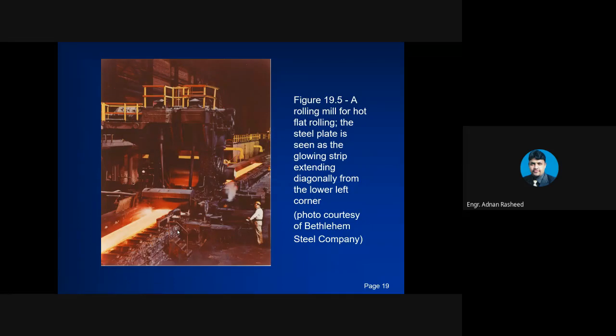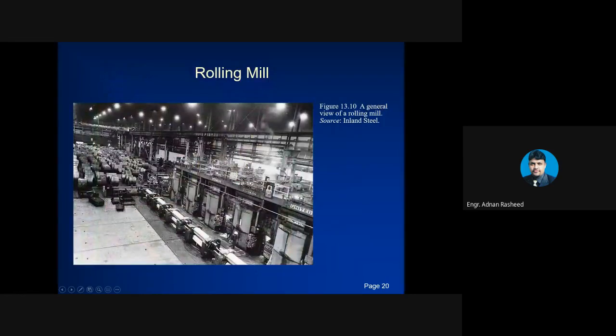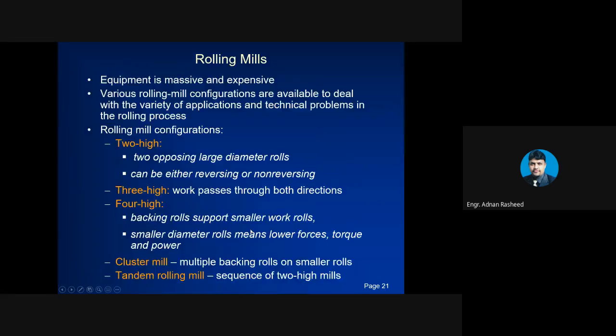This is a roller mill picture for hot flat rolling. You can see these are the rollers, and the work is being passed through them. You can see that there are multiple rollers. Now rolling mill equipment, as you know, is massive and expensive. So various rolling mill configurations are available to deal with a variety of applications and technical problems in rolling operations.